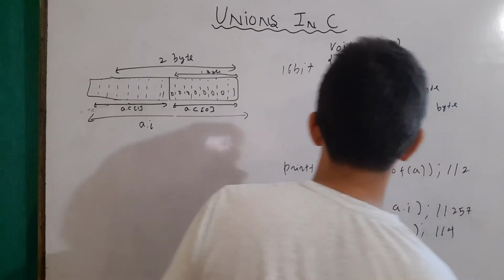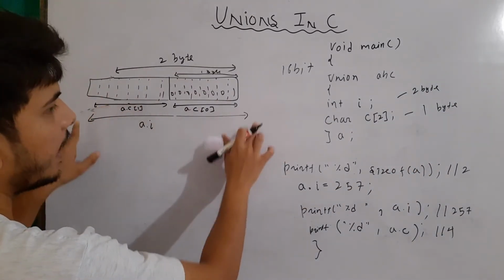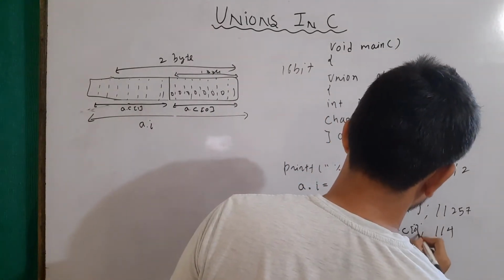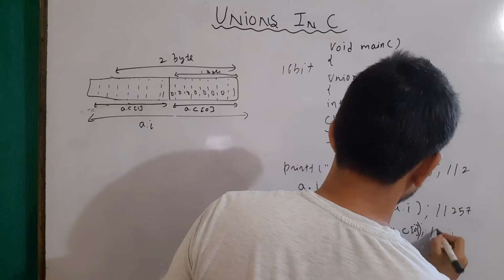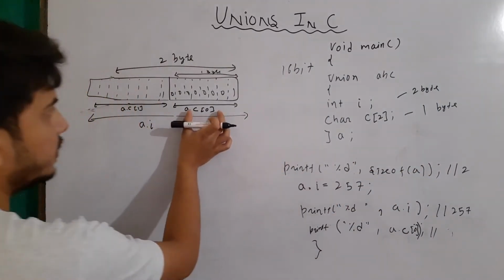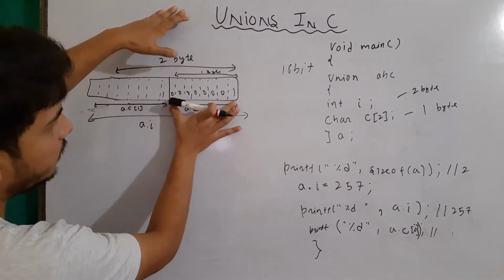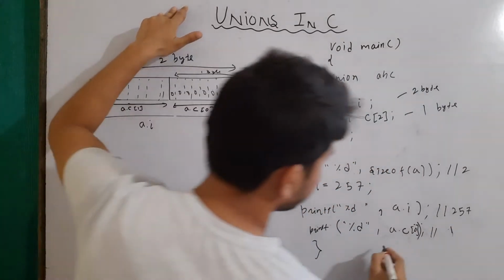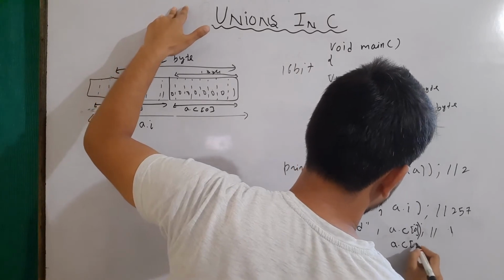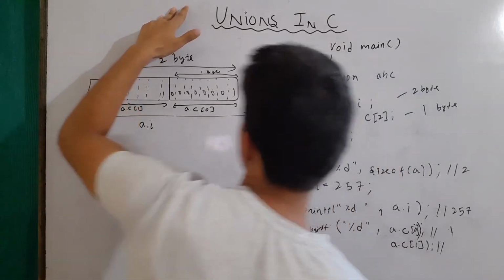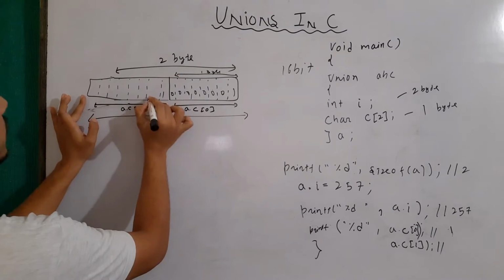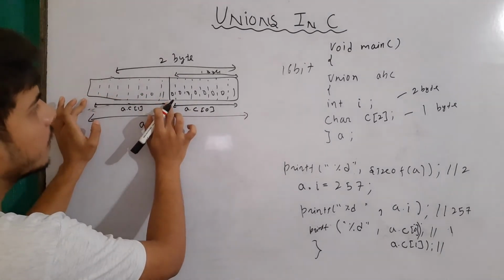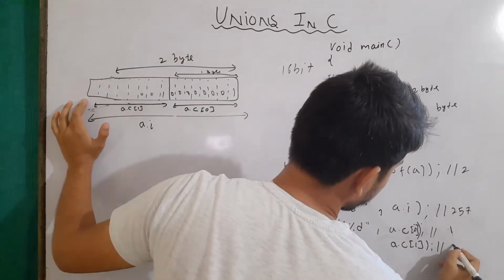When we are talking about the output of a.i, it is taking the entire 2 bytes, right? Now let's say I write here a.c[0]. What will be the output of this? What is the binary equivalent of this byte? It is 1, so it will give me output as 1. Similarly, if I write a.c[1], what is the binary equivalent of this byte? This is all 0, so this will give me output as 0.